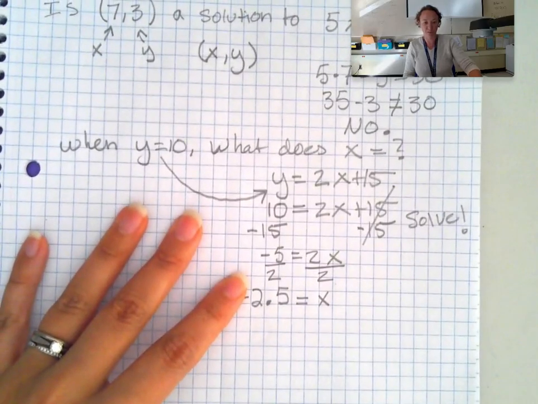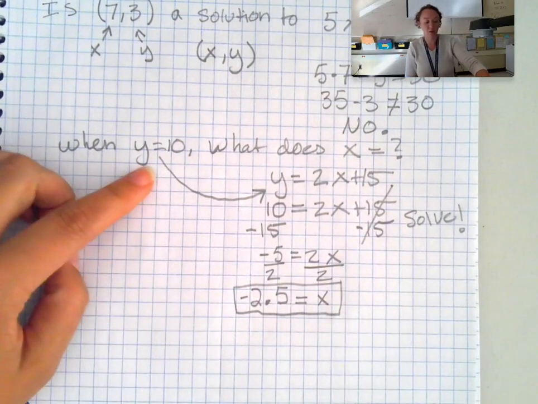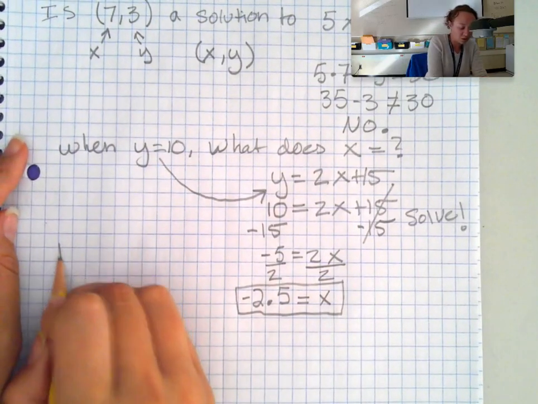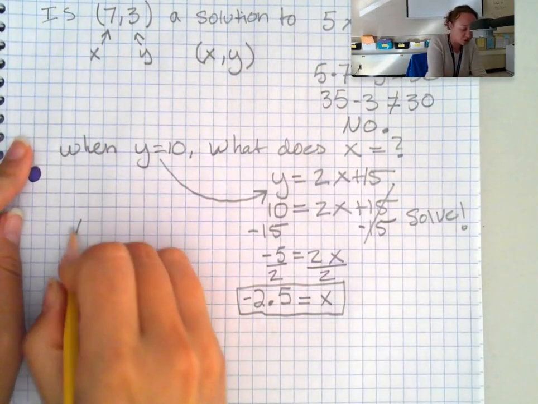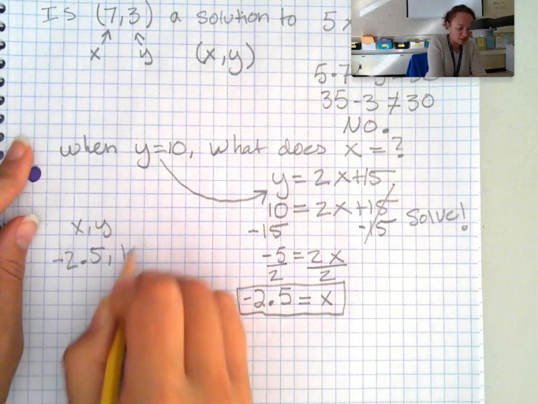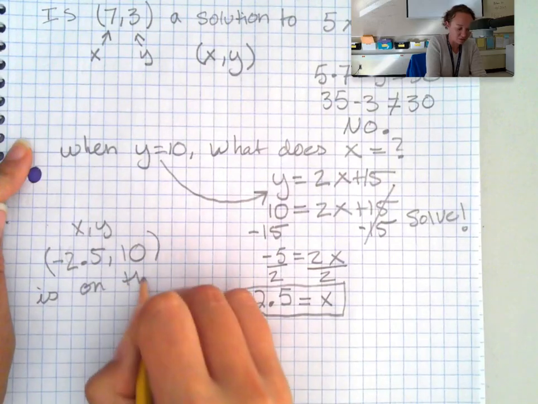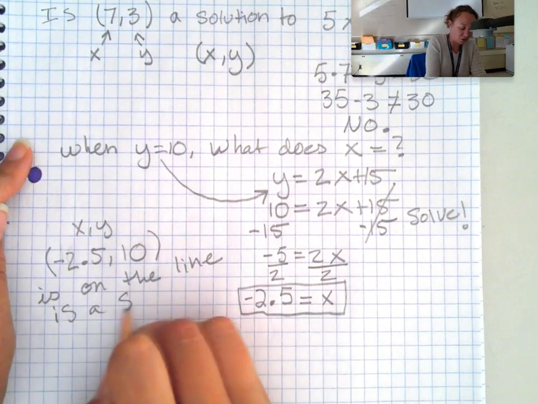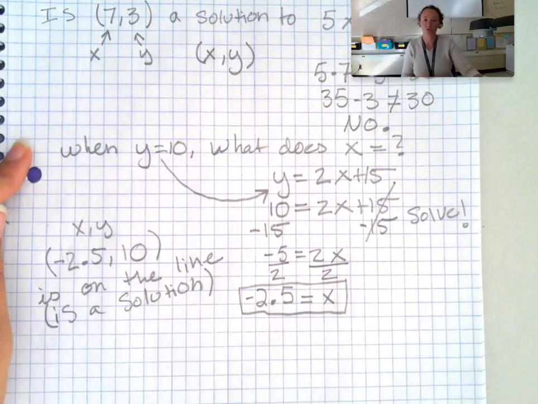So what that means is that when y equals 10, x equals -2.5. Remember, coordinates are always x first, then y, so (-2.5, 10) is on the line, or is a solution. Those are two different ways to ask the same thing.